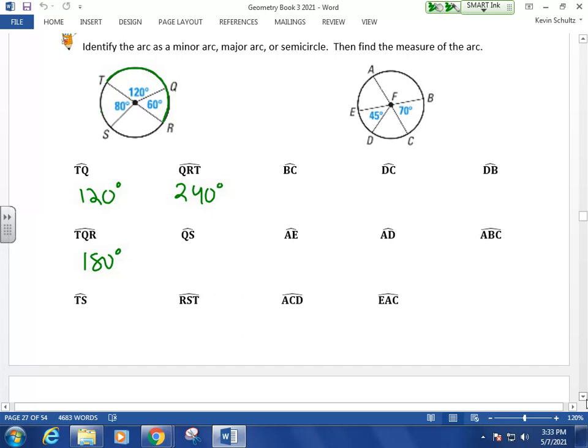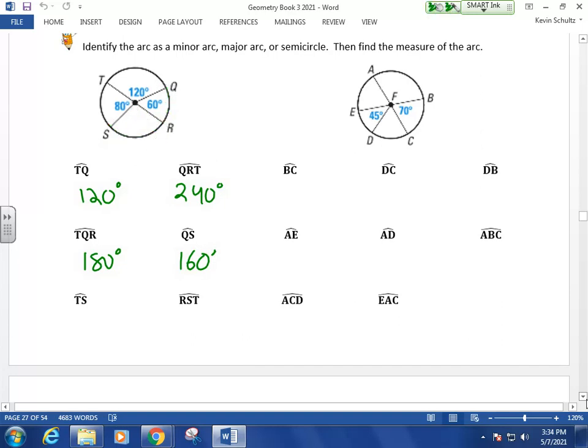Arc QS. Let's make our lives easier here and get that missing angle. So 360 minus the three angles that we have, minus 60 minus 80, means this is going to be 100 here. So arc QS, using the arc addition postulate, 100 plus 60 is 160 degrees.